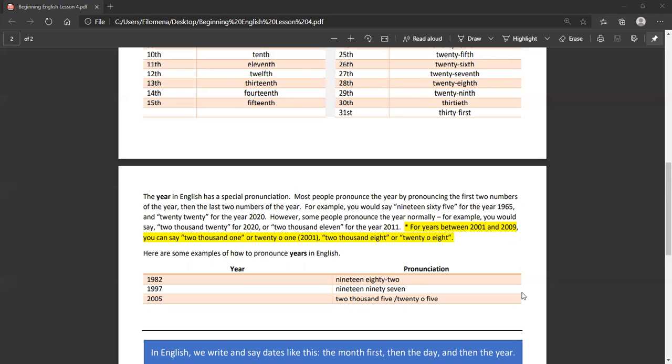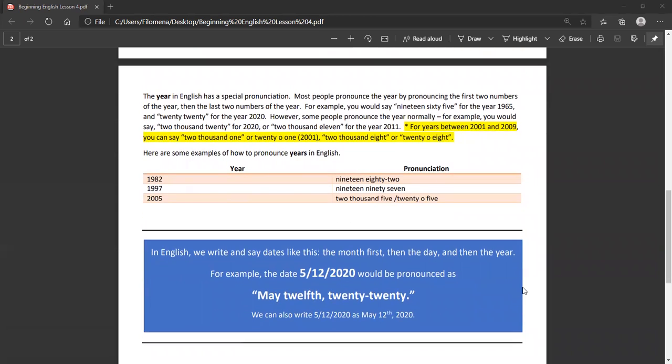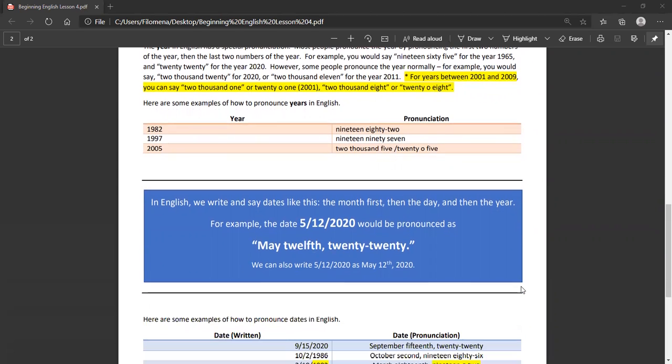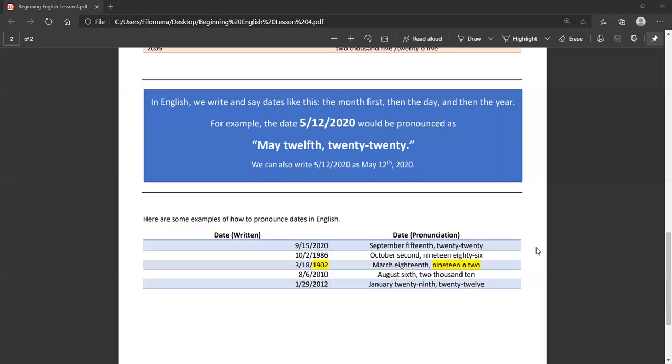Nineteen eighty-two, nineteen ninety-seven, twenty oh five, or of course here we could also say two thousand five. So in English, we are always going to write or say the dates exactly like this. The month first, then the day, and then the year.